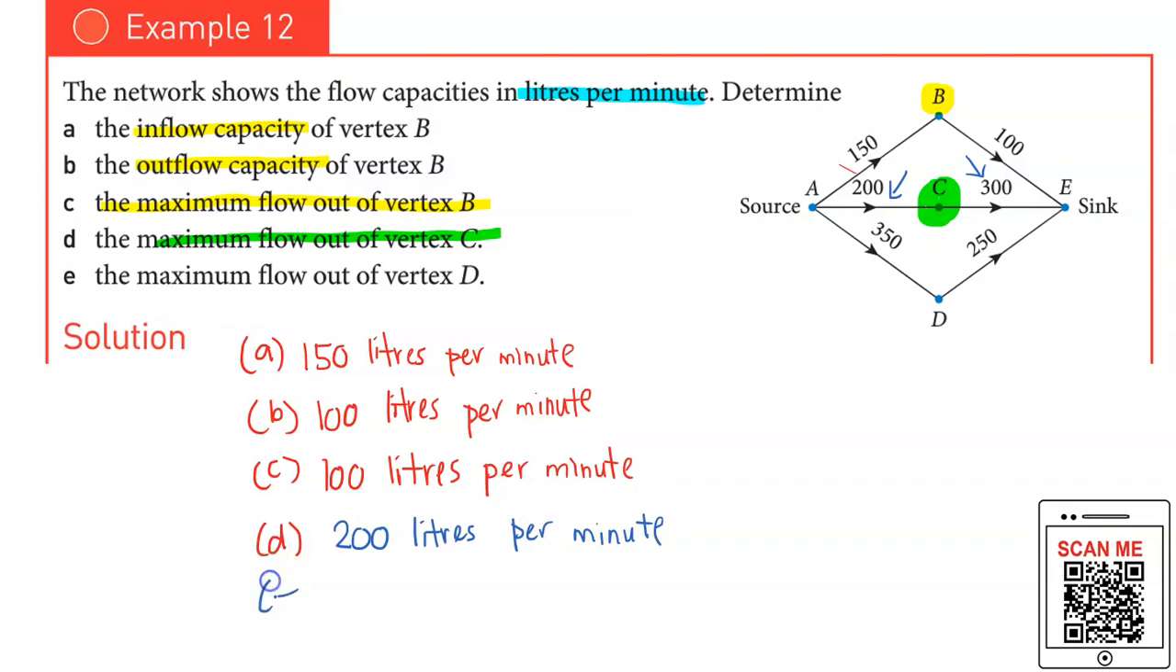And for question E, the maximum flow out of vertex D. So vertex D is over here. So what is the maximum flow? You have inflow 350, outflow 250. So always the smallest value, 250 liters per minute.